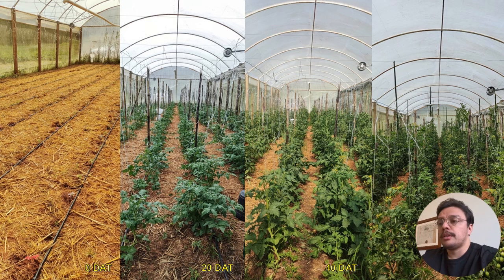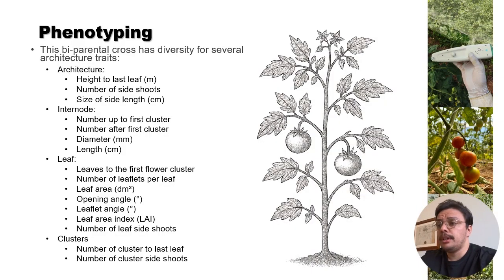So here is a picture of the growing season. Plants were evaluated after 80 days of transplanting. The phenotyping was done in multiple traits. Here are the traits that were evaluated in this study for plant architecture.